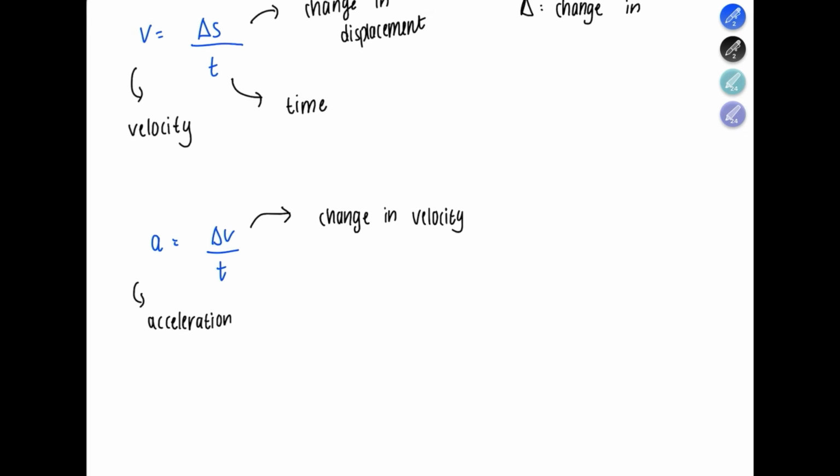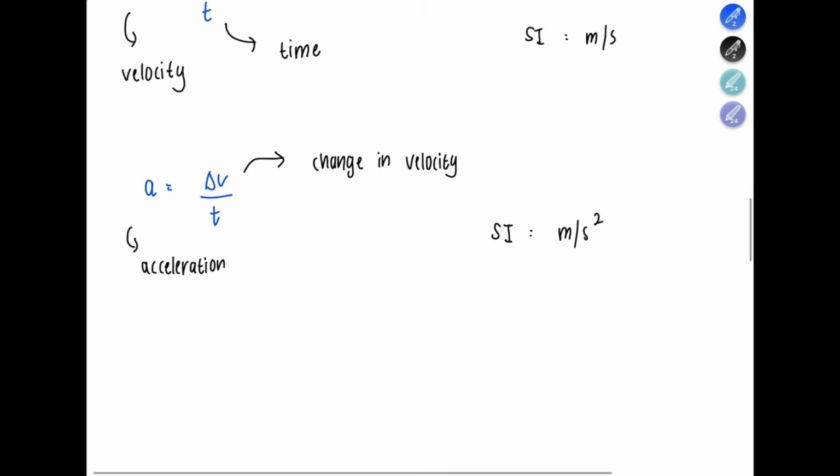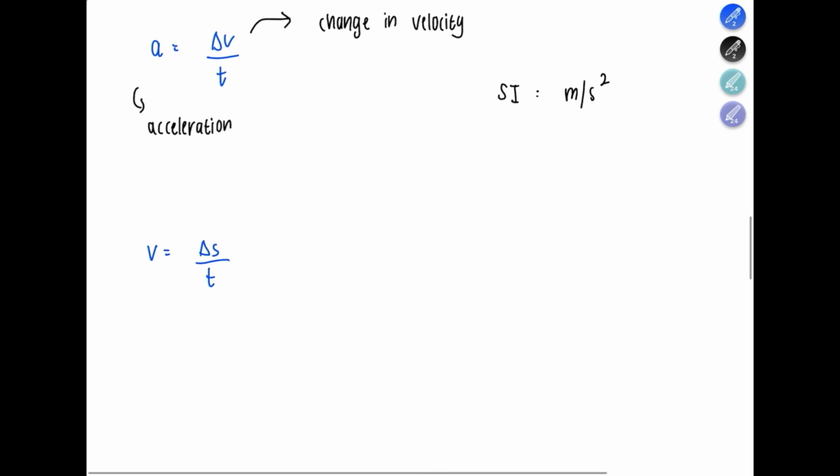You may know the SI units already. The SI unit for velocity is going to be meter per second. The SI unit for acceleration is going to be meter per second square. V equals delta S divided by time. So what is the unit for displacement? It's meter. What is the unit for time? It's second. Therefore, velocity is meter per second.